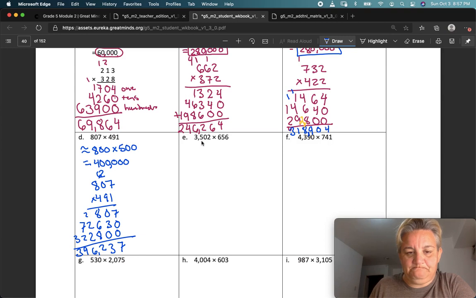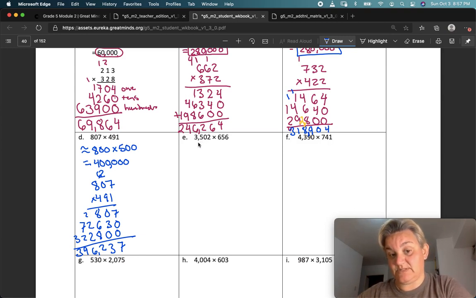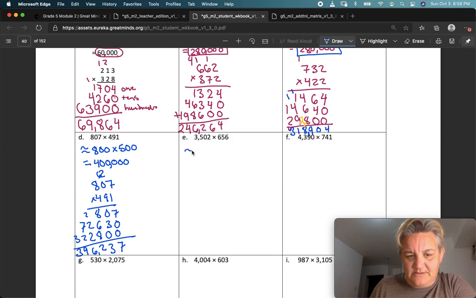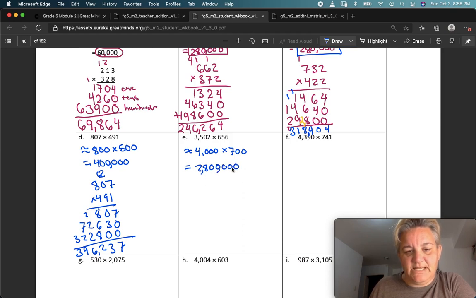Let's see. Should we round to the nearest 1,000? Or would you like to stay rounding to the nearest hundreds? We might as well go to the nearest 1,000 for that one, I think. So that would be 4,000. And this would be 700, sorry. Rounded that up, rounded that up. 4 times 7 is 28. With 1, 2, 3, 4, 5 zeros. 2,800,000. Okay, so let's see.